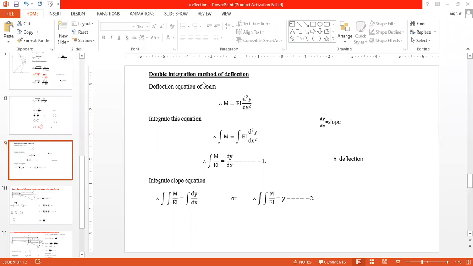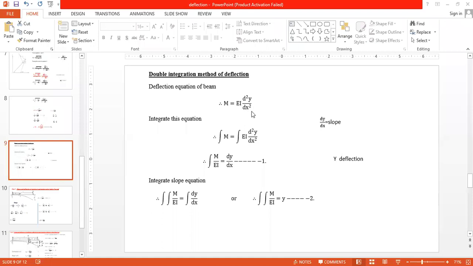We have derived this deflection equation. Now I will explain the double integration method, and then we will apply it to different beams under different loadings. This is the deflection equation: bending moment M is equal to EI d2y by dx square. That is, the bending moment at any section is equal to the modulus of elasticity times the moment of inertia times the second derivative of the deflection.